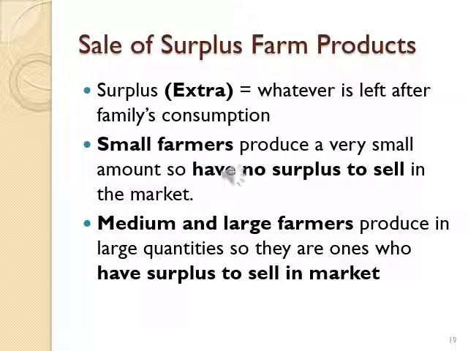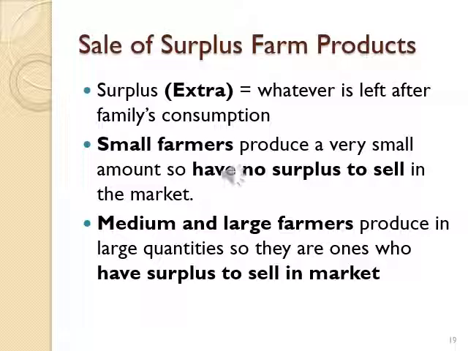This slide talks about the sale of surplus farm products. Sale of surplus here means whatever is left after self consumption. So it is the extra production that is left after self consumption. Whenever a farmer produces something, he keeps something for his family consumption, and the rest he goes out to sell in the market. Naturally, the small farmers who have a very small patch of land produce accordingly. When they have small pieces of land, they produce a smaller quantity, which only goes for family consumption. So they are not left with anything extra or surplus to be sold in the market.